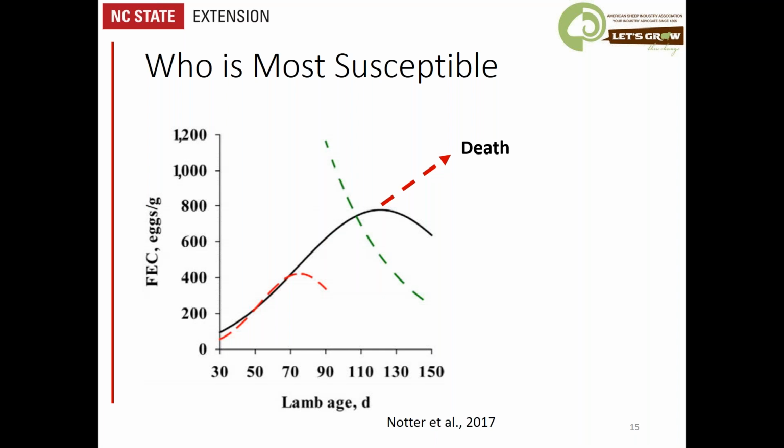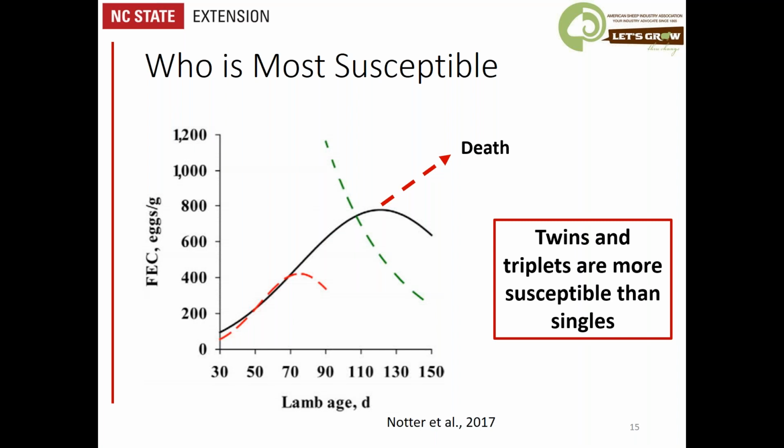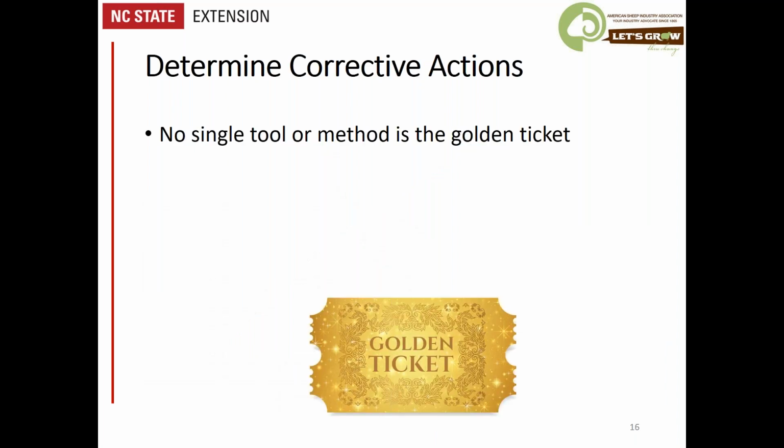Those animals are susceptible to being infected or likely infected, and we need to be cognizant of that and make sure that during that time period, we have those strategies in place to help mitigate that infection level, or just have animals that are able to respond to that infection and do it on their own. We also need to remember that twins and triplets generally are more susceptible than singles. So we need to pay a little bit closer attention to those animals being raised as multiples as compared to our single reared lambs.